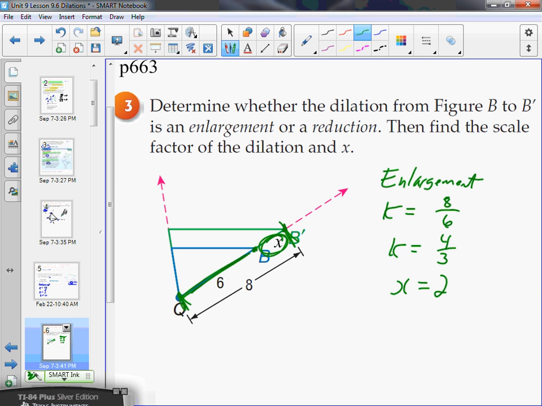New over old. B is the original one. B prime is the new one, so B prime goes on top. All right? Any other questions?